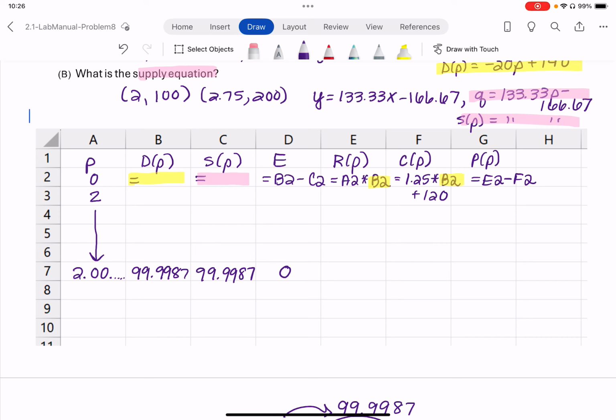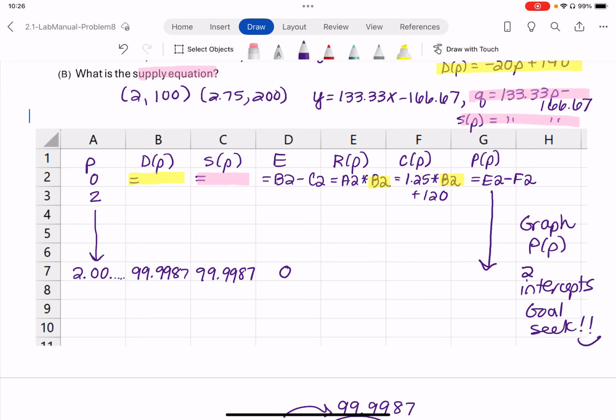All right, and then we want to pull all this down and get some values, and then you want to graph your P of P function, okay? You want to look for those two intercepts, all right? And then remember, you will need to do your goal seek twice. So for the first one, you're going to goal seek, and Excel's going to give you an answer, and then you need to put in a guess for the second one.